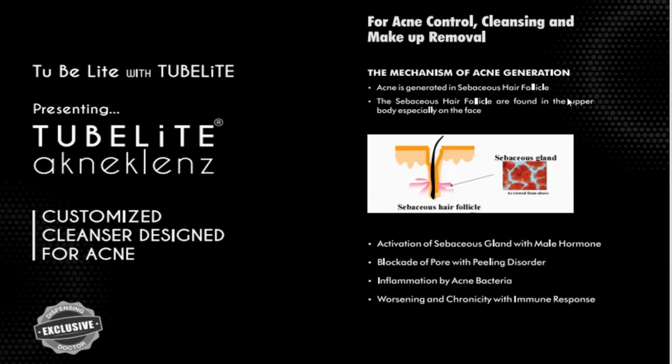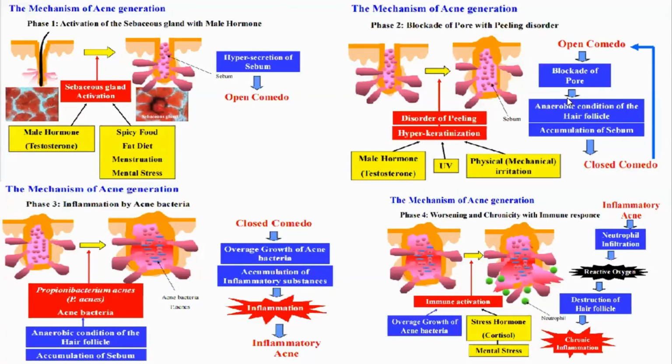So the first one is the activation of the sebaceous gland with male hormones. Second is blockade of pores with peeling disorder. Then inflammation by acne bacteria, and worsening and chronicity with immune response. So here you could clearly see what is happening in acne generation. How does acne generation majorly take place?